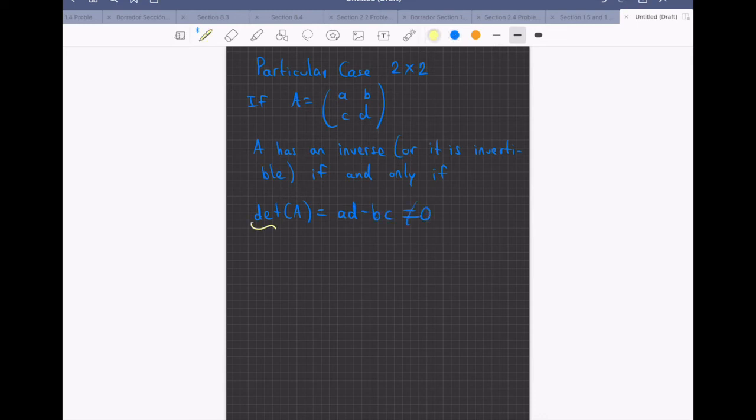This number is called the determinant. We will study these things later. Determinant of A, AD minus BC, different from 0. And the inverse is given by 1 over determinant of A times the matrix D, negative B, negative C, and A.